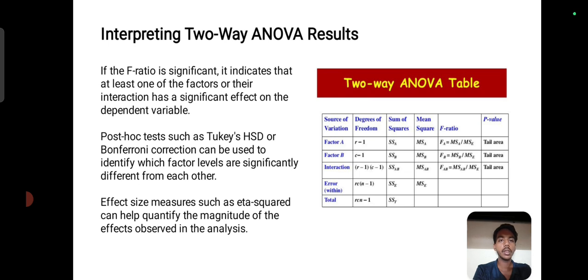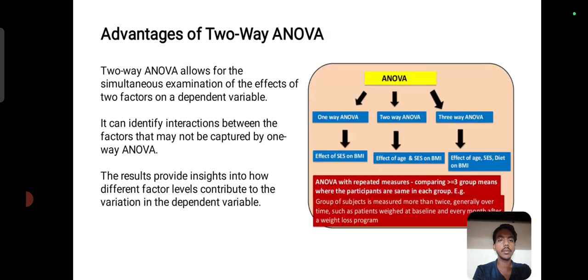Interpreting two-way ANOVA results. If an F ratio is significant, it indicates that at least one of the factors or their interaction has a significant effect on the dependent variable. Post hoc tests such as Tukey's HSD or Bonferroni correction can be used to identify which factor levels are significantly different from each other. Effect size measures such as eta squared can help to quantify the magnitude of the effect observed in the analysis.